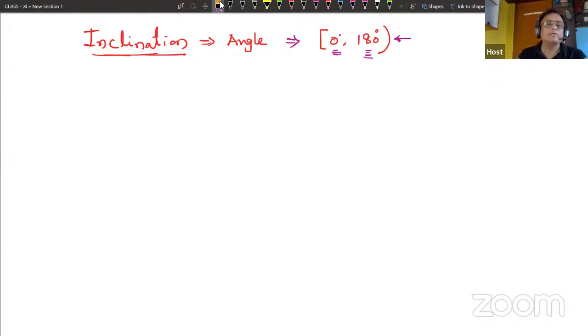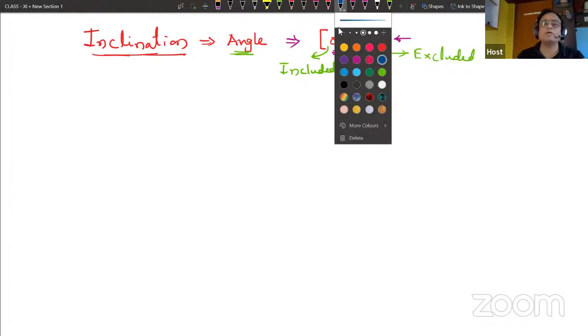Again, I'm repeating, wherever you use the word inclination, inclination is an angle. In short form, you can remember, inclination is an angle, but it should always lie in the interval 0 to 180. Here, 180 degrees is excluded and 0 degrees is included. For a better idea, you have to study intervals in basic algebra, the interval system. So this is the first important thing we should understand.